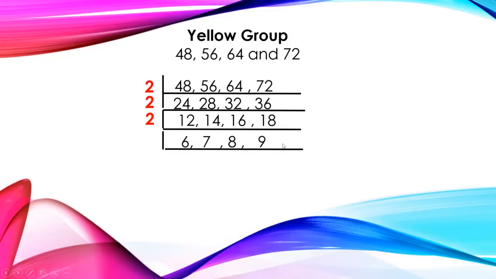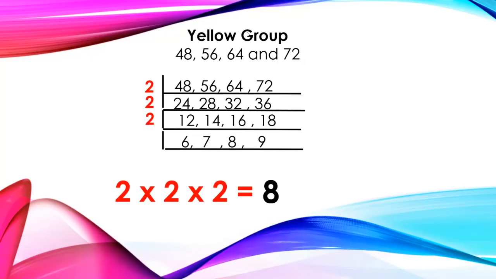So there's no common prime divisor for this set of numbers, 6, 7, 8, and 9. So meaning we just need to multiply the common prime divisors to find the GCF. Okay, so multiply this: 2 times 2 times 2. So the GCF is 8. So the GCF for 48, 56, 64, and 72 is 8.